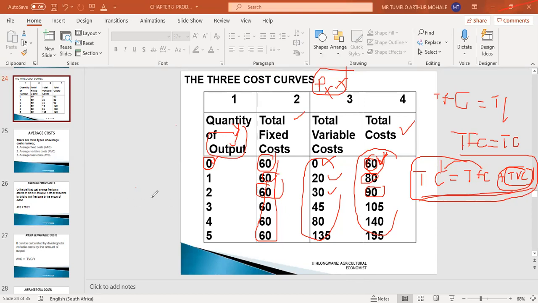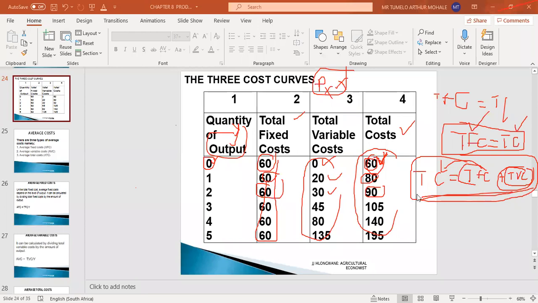Yes. Tumelo, what's the formula for calculating total fixed cost? Yes, for total fixed cost, there's no formula for calculating it. They will always give you total fixed cost from the statement. But if they don't give you and they give you total cost, you just know that at output 0, total fixed cost is equal to total cost. So if you are not given total fixed cost in the statement, but they gave you total cost, then at output 0, that will be the answer.